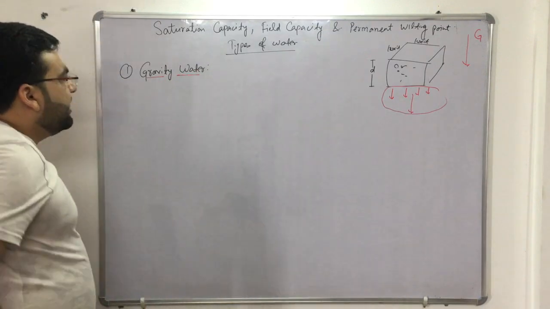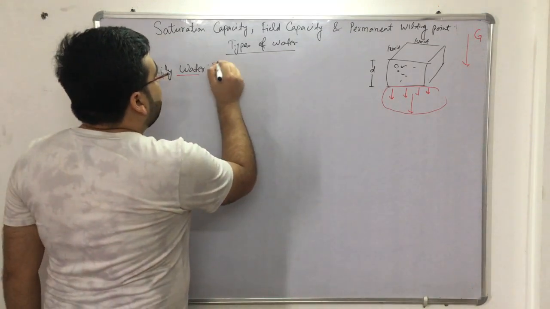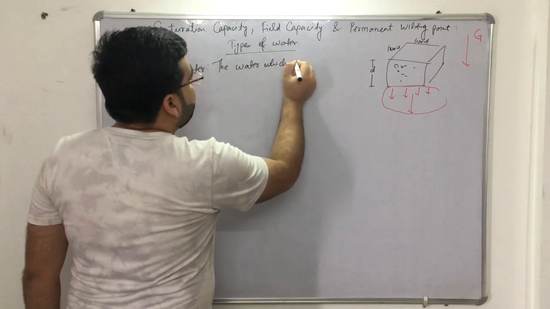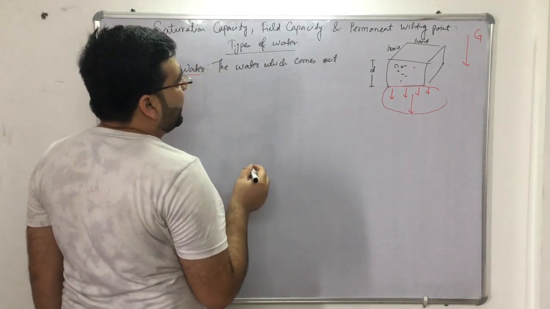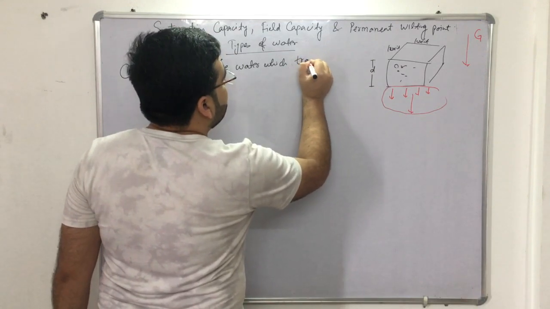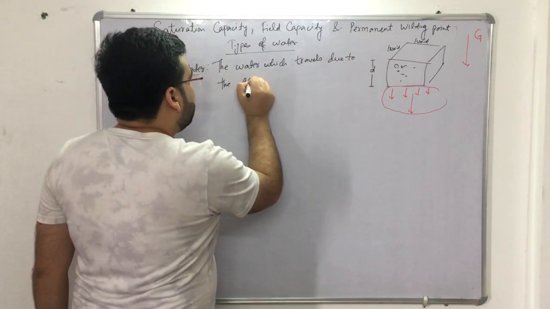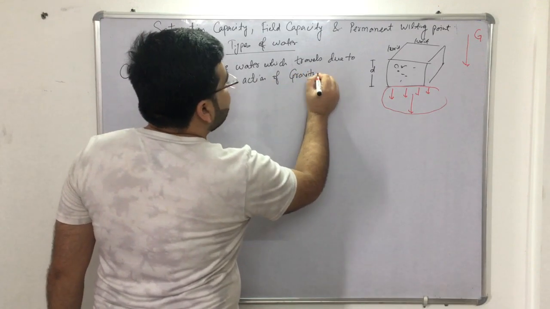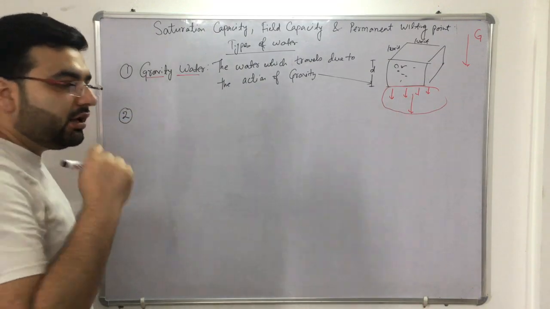So I can write it like this. Do I need to write it? I hope that you have understood, but still I am writing it, right? Okay. The water which comes out, or which you can say, which travels, that would be more appropriate, which travels due to the action of gravity is known as the gravity water. Simple. Now, second type of water is known as the capillary water, right?